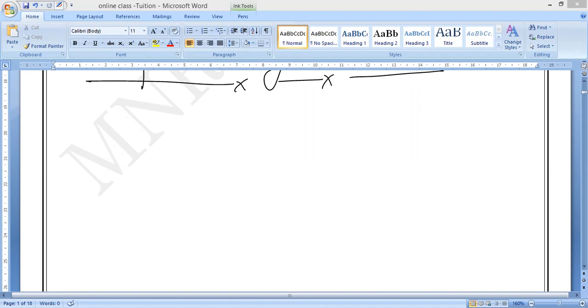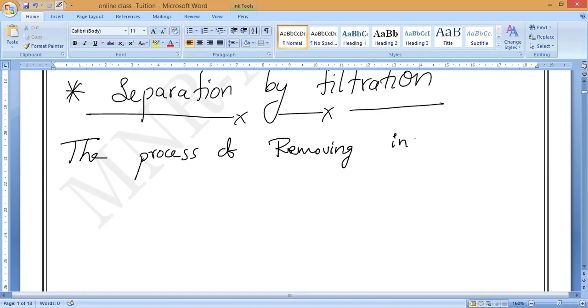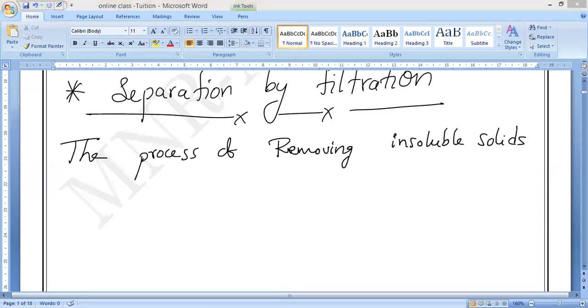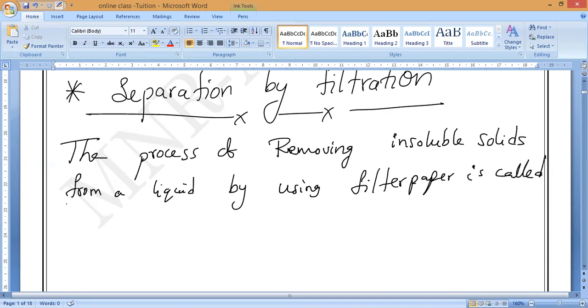Now first you can write: separation by filtration. What do you mean by filtration, Shruti? The process of removing insoluble solids from a liquid by using filter paper is called filtration. Write it. Is it okay, guys?